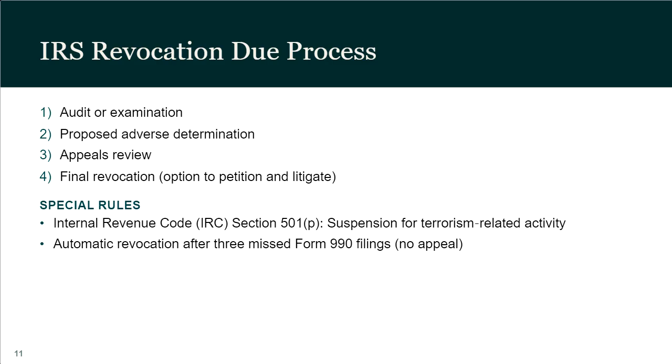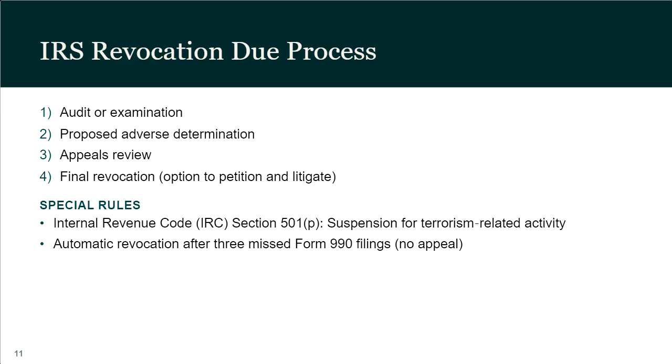But there are a few special rules with regards to suspensions for terrorism-related activities that don't follow this path of audit, examination, proposed adverse determination, final revocation, and all that. These particular activities include the automatic revocation for missing your tax return filings for the last 3 years. If you miss 3 in a row, there is really no appeals. There is no audit or examination. They just send you a letter saying, hey, you didn't file your tax return for 3 years in a row. We've automatically revoked your exempt status.